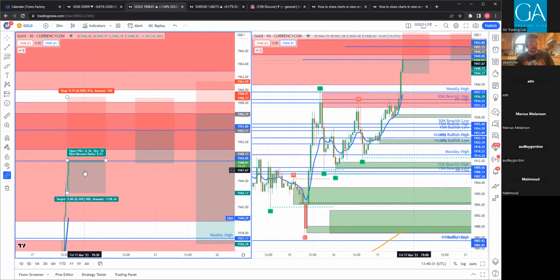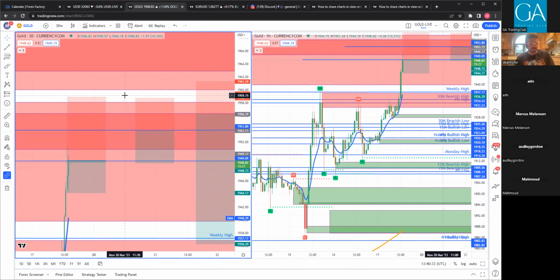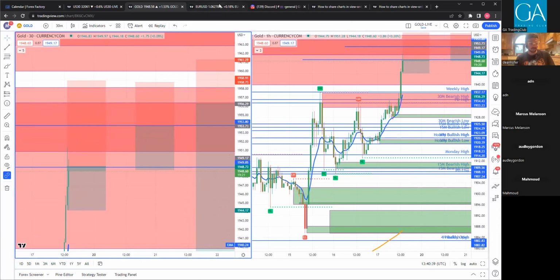So that's the only trade that I am currently in. I did take a buy on gold yesterday, and I secured like 200 pips. But that was on another account. It wasn't on my main account.